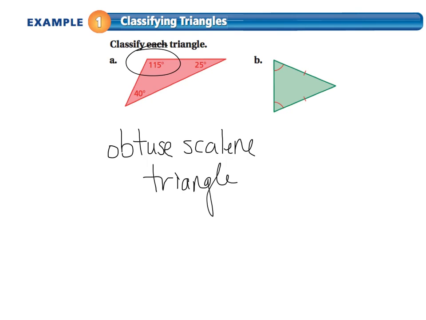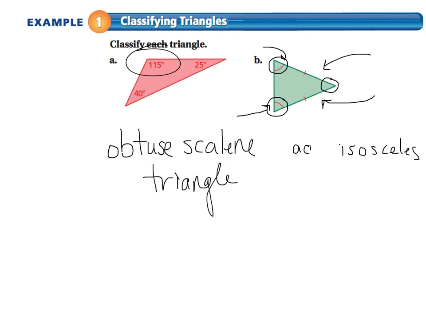In B, we have one pair of congruent sides and one pair of congruent angles, which means it has to be isosceles. And I know I said that wrong. It's isosceles. But I often say isosceles, just because it's fun. So this is isosceles. Now if you look, we have an acute angle here, an acute angle here, and an acute angle here. So we have an acute isosceles triangle.